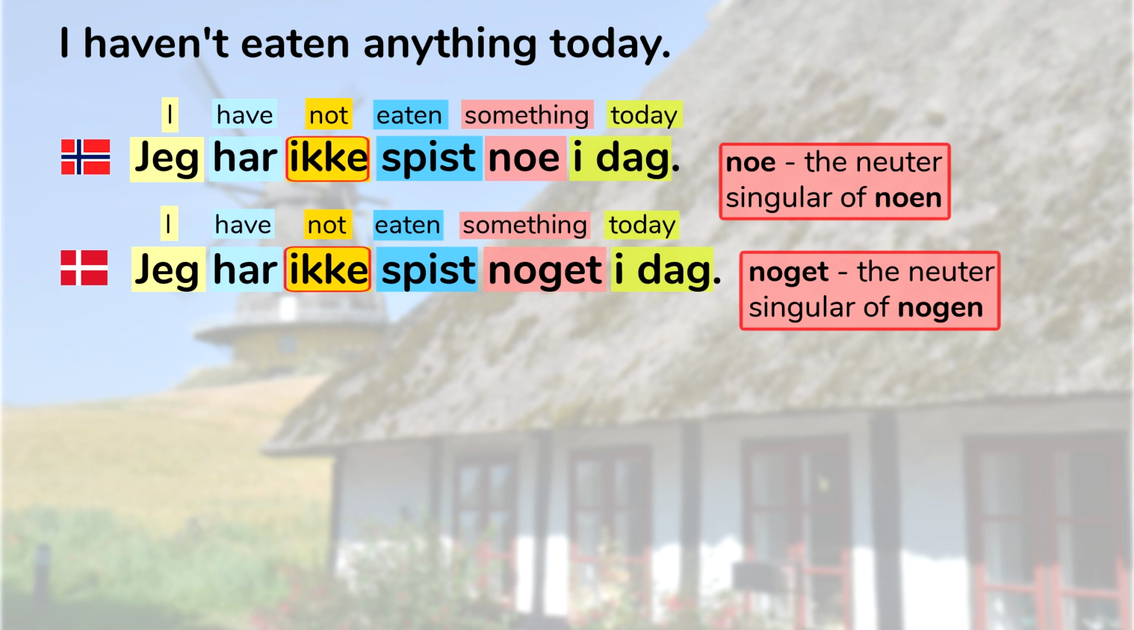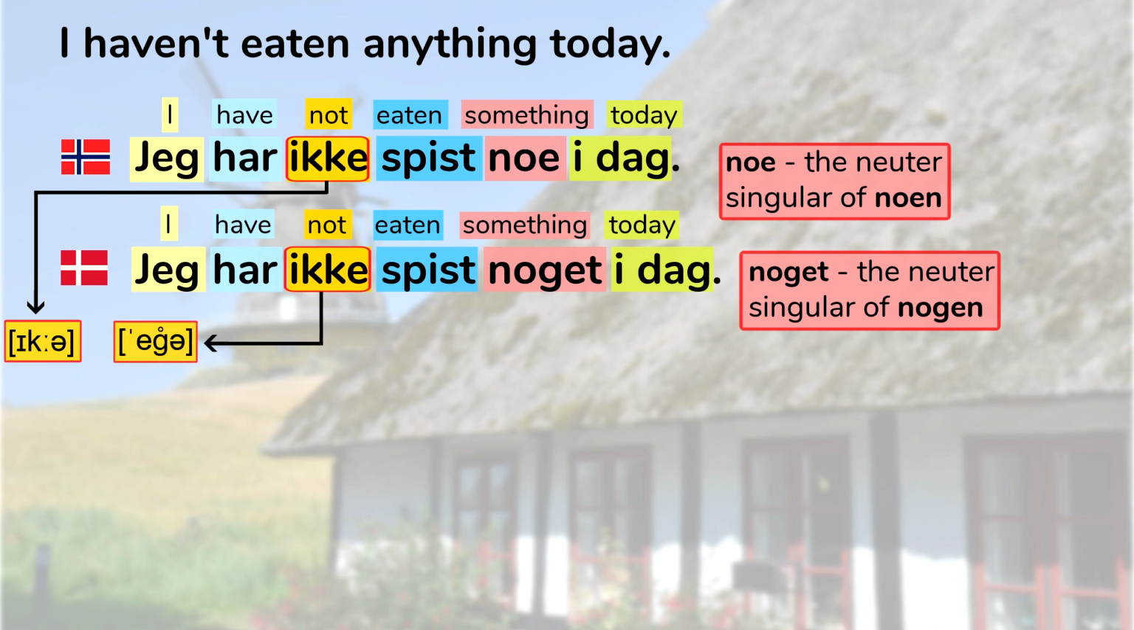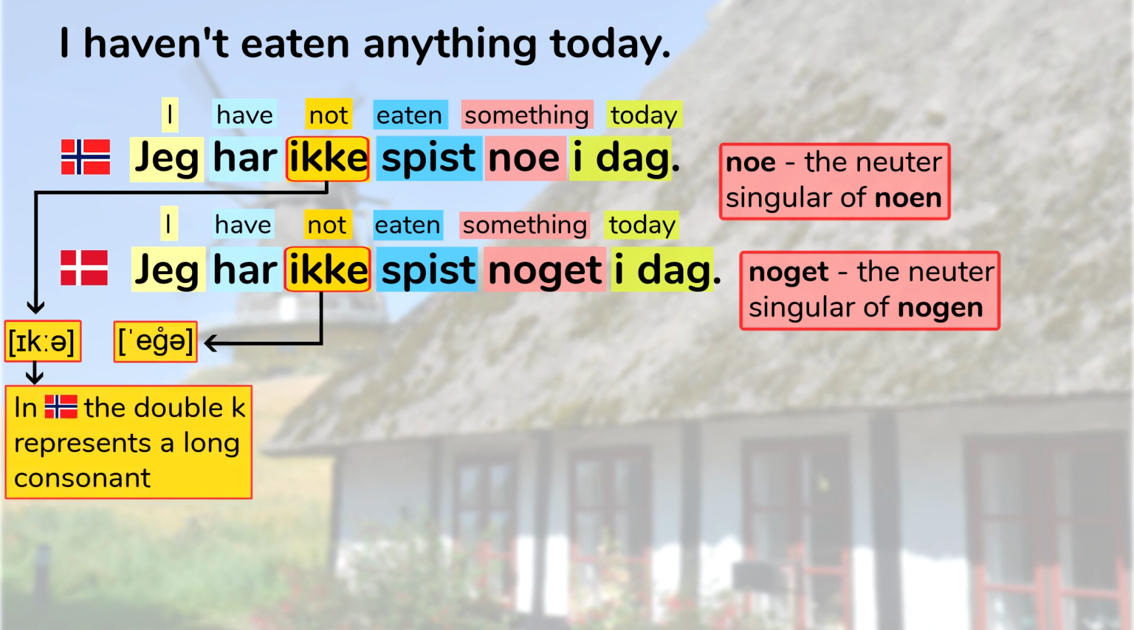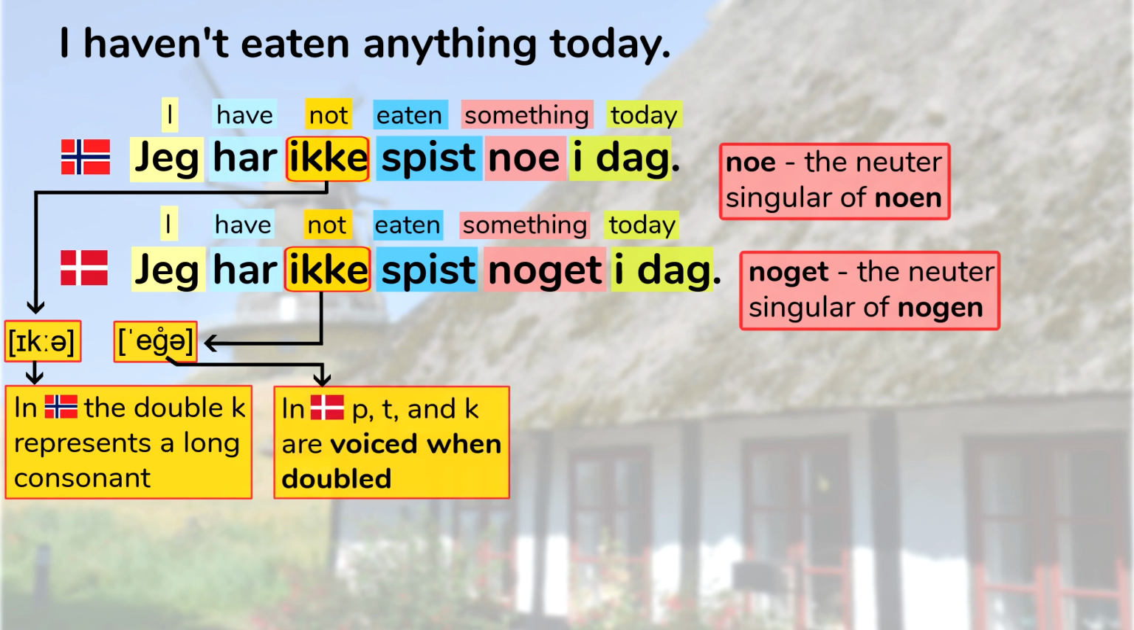Notice how the negation word is pronounced differently in either language. In Norwegian ikke, and in Danish, Ikke. In Norwegian, the double K represents a long consonant. In Danish, p, t, and k are voiced when doubled. The double letter does not indicate a long consonant in Danish.